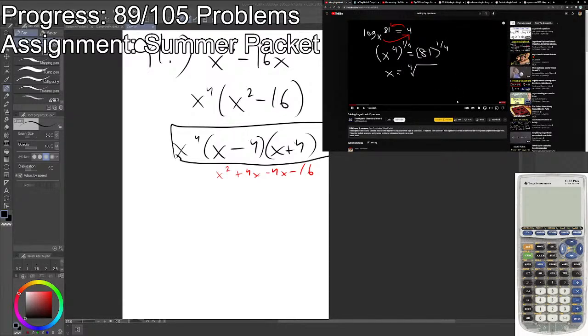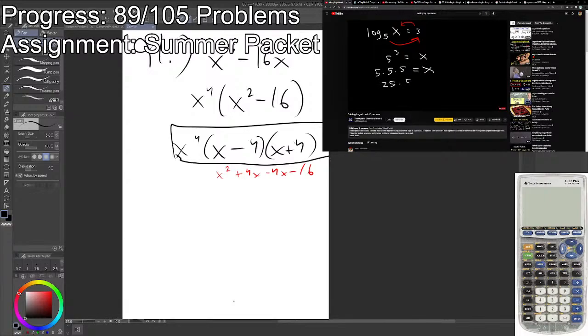So the fourth root of 81 is equal to 3, because 3 to the fourth is 81. Now what about this one? Log base 5 of x is equal to 3. Convert it to its exponential form: 5 to the third is equal to x. That's 5 times 5 times 5. 5 times 5 is 25, and 5 quarters is $1.25, so 25 times 5 is 125.